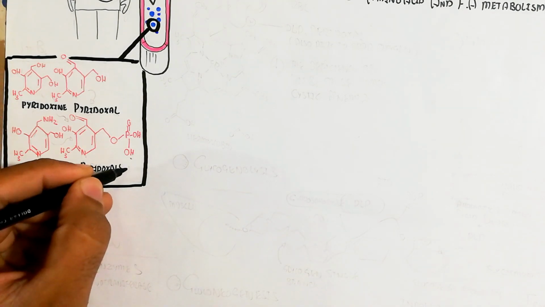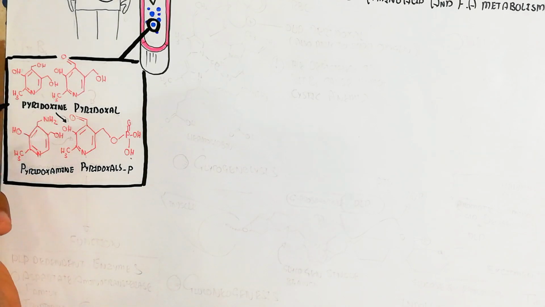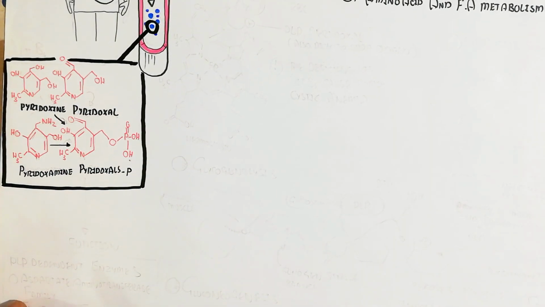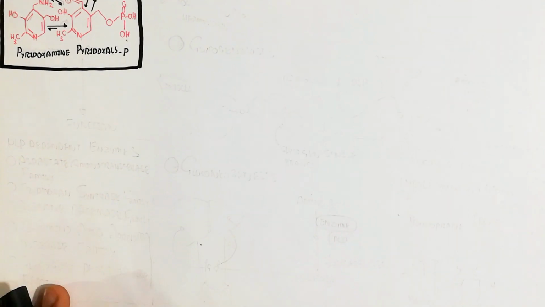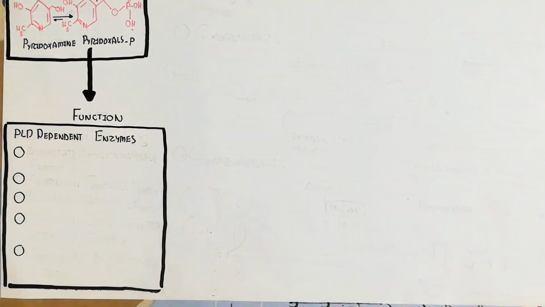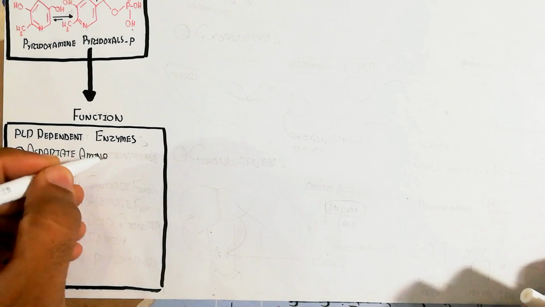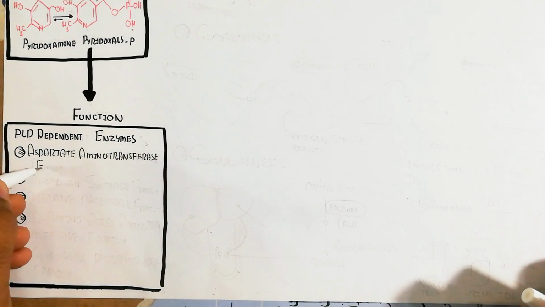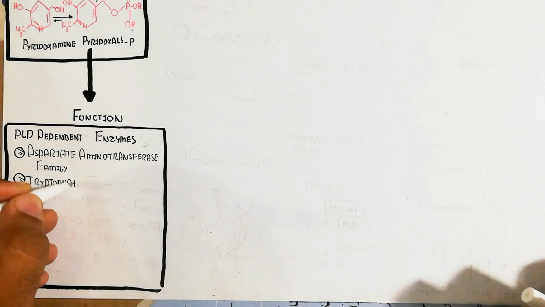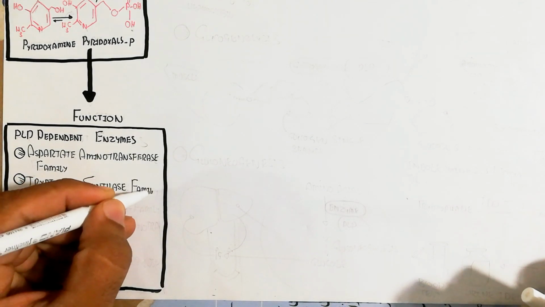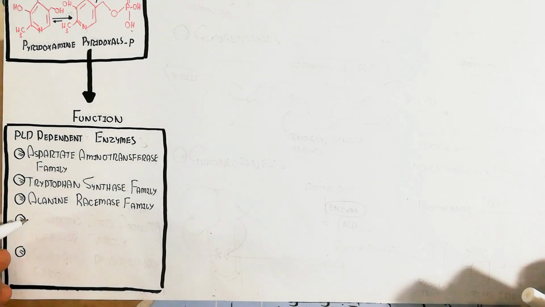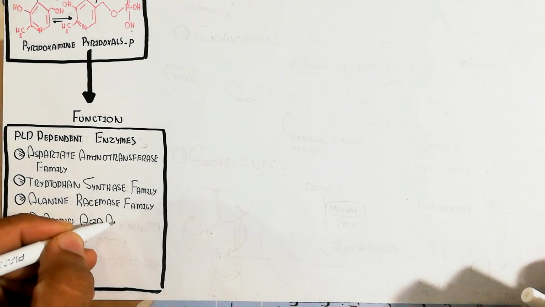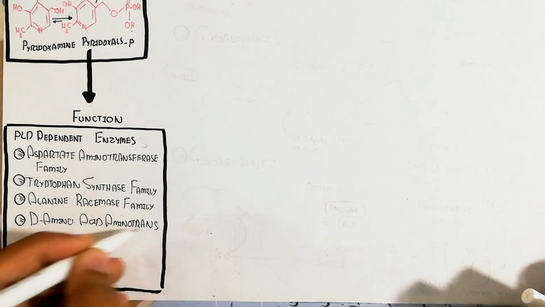The PLP dependent enzymes belong to a lot of families, which we will discuss now. Basically, PLP dependent enzymes can be in the aspartate aminotransferase family, and the tryptophan synthase family, and the alanine racemase family, and the D amino acid aminotransferase family, and the glycogen phosphorylase family also.